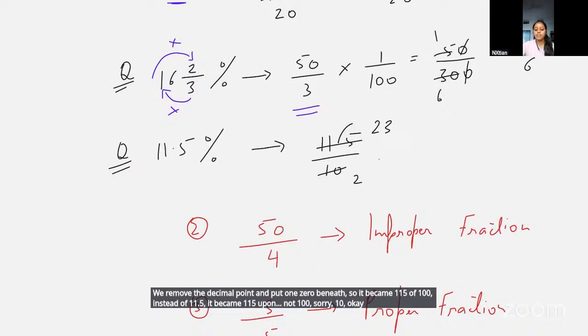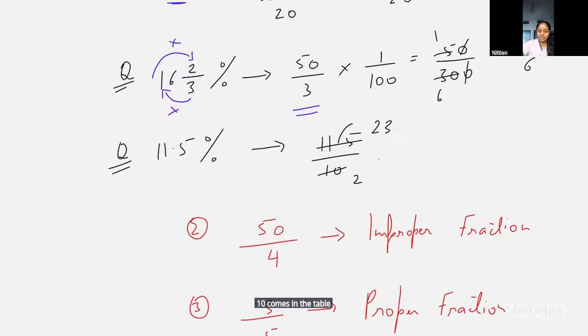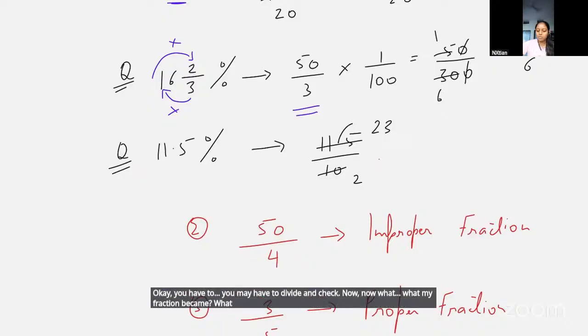Then you divide 115 and 10 by 5. 10 comes in the table of 5 two times, so I wrote 2. And 115 comes 23 times, so I wrote 23. You may divide and check. Now what did my fraction become? 23 upon 2.